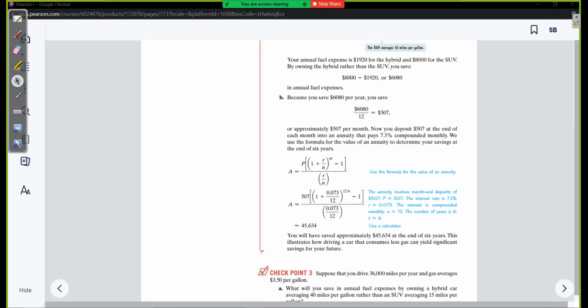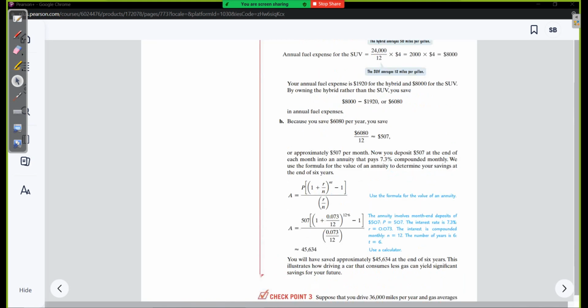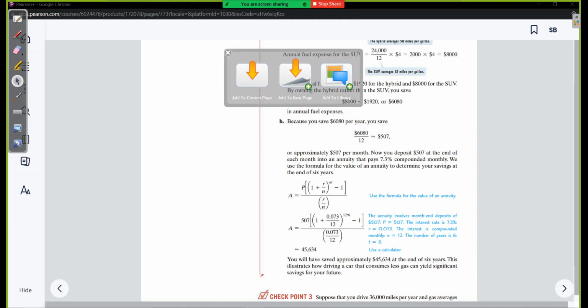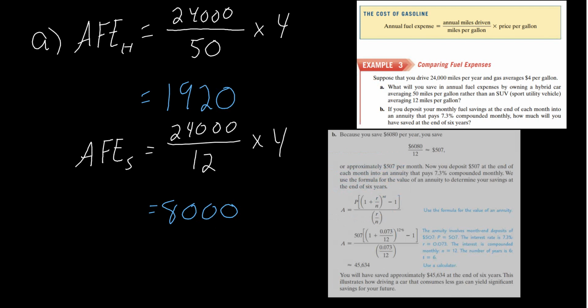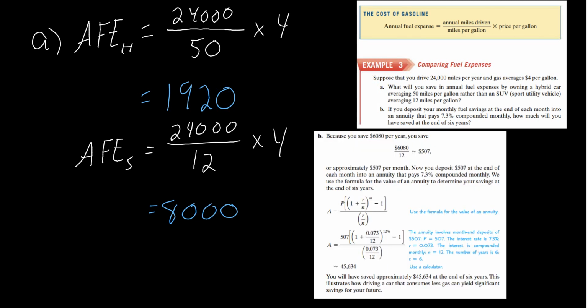But anyways, B reads, if you deposit your monthly fuel savings at the end of each month into an annuity that pays 7.3% compounded monthly, how much will you have saved at the end of 6 years? All right, let me see if they give us the formula. Yeah, so here's the formula for annuity here. Let's go ahead and snip this. While we're at it, give me a second. I'm going to try another formula real quick. There's just one I use often. So 7.3% compounded monthly.